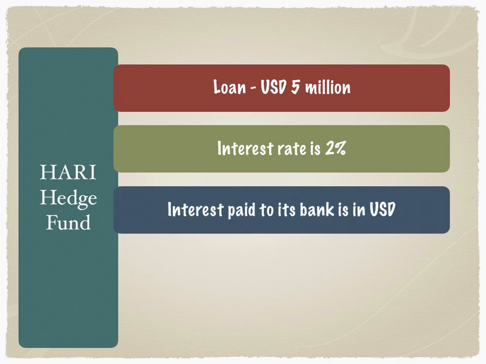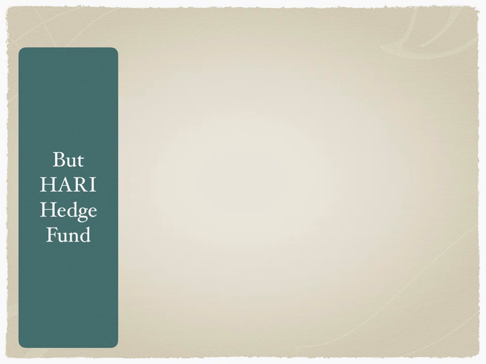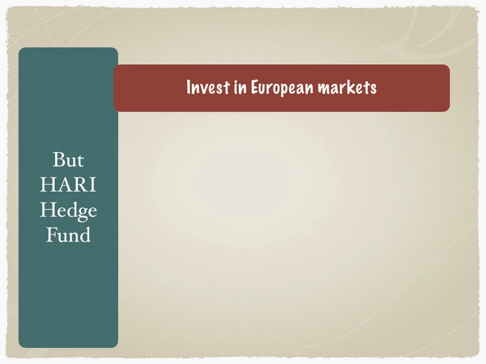It has taken a loan of about 5 million USD at an interest rate of 2% from its bank in the US. The interest that is paid to its bank is also in USD, so the principal amount and the interest amount are in the same currency. Both the loan payments and interest payments are in USD. But Hedge Fund has a peculiar problem.